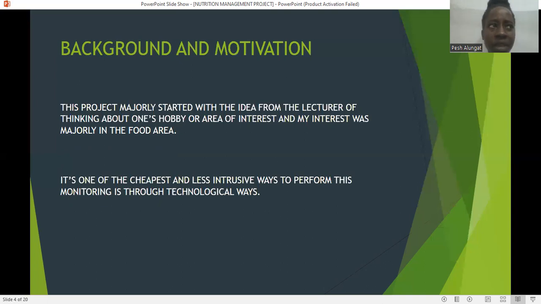Majorly, this project's background started with a class. They told us to look at our interests, and my interest as a person is obviously food. So I looked and meditated on what problem is in the food area, and many of our infants, our elderly population and so on are facing this problem. They don't manage their nutrition, so it causes nutrition deficiencies, hence malnutrition of the body. And the motivation of this project is that it is one of the cheapest and least intrusive ways to perform this monitoring through technological means.